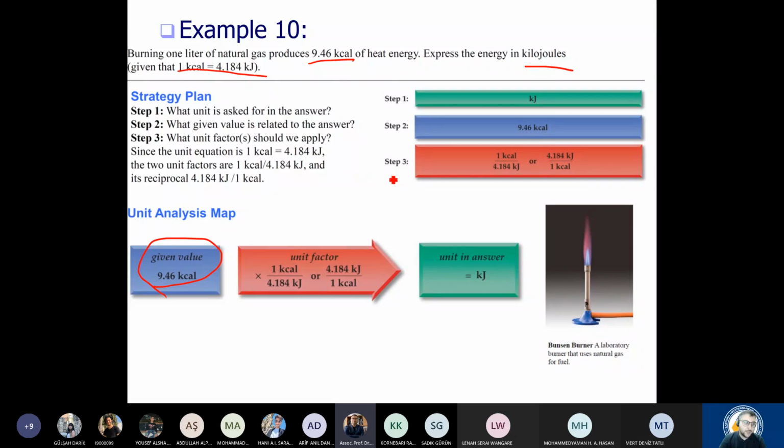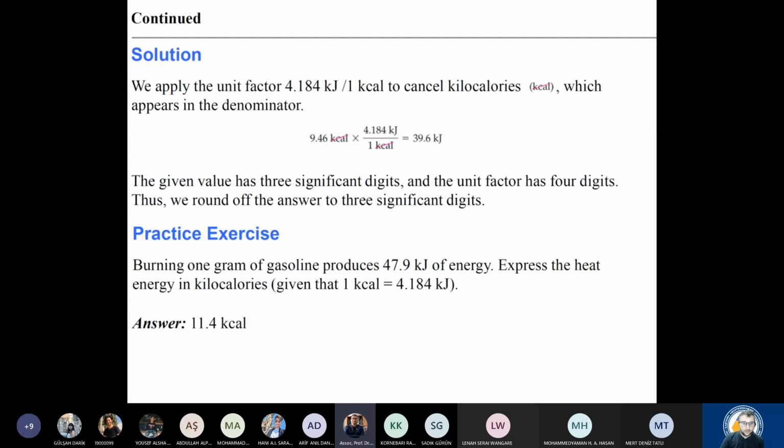So nothing is changed. Here you want to cancel the kilocalorie and convert it to the kilojoule. So you must use this one. If you use this one, what happens? Kilocalorie cancels with kilocalorie, so you directly convert it to the kilojoule. If they give you this, we are going to give you this conversion factor. It is very easy to calculate the unit conversion.